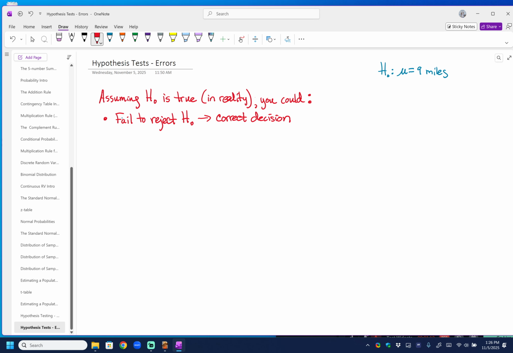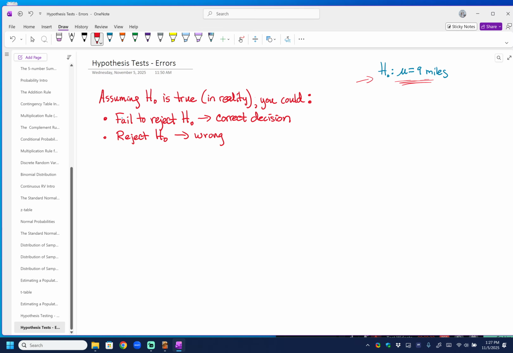H0 is true, and the test has also stated that it is true. But again, the test doesn't have eyes. It only knows the math. So what if we run the math, the numbers, and we end up rejecting H0 in that test? That is a problem because this is true in the real world. We've already just said that that's what we're assuming. So if we end up rejecting that, we're basically tossing it away and siding with the alternative. That is the wrong decision.